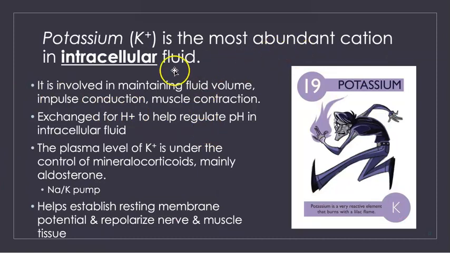Potassium is the most abundant intracellular cation, so again, inside the cell. It's important in maintaining proper fluid volume, impulse conduction, so this is your nerve signaling, as well as muscle contractions. Again, you have to have that concentration difference between sodium and potassium for all of that to occur. It's exchanged for hydrogen ions to help regulate pH. It's under the control of mineralocorticoids, mainly aldosterone, and as you're retaining salt, you're losing potassium. And it's helping maintain that resting membrane potential in muscles and nerves.